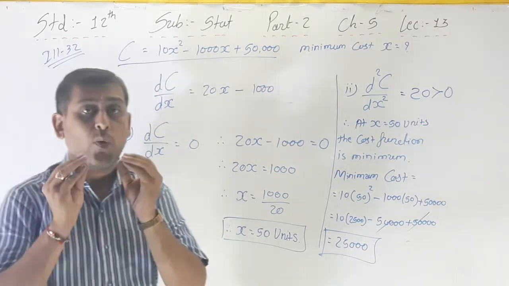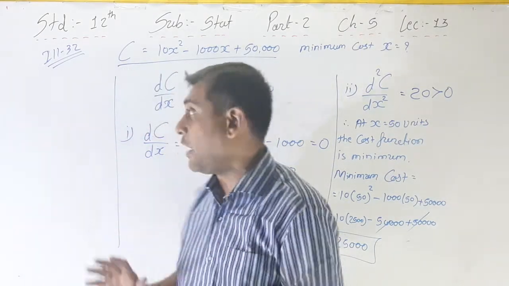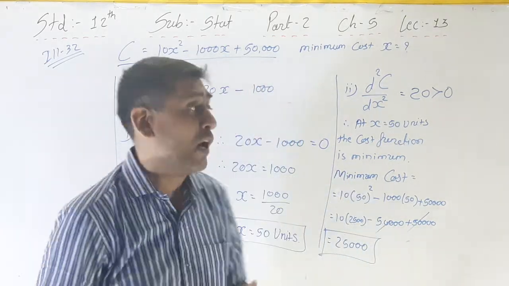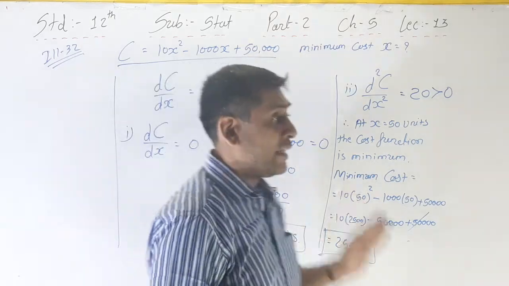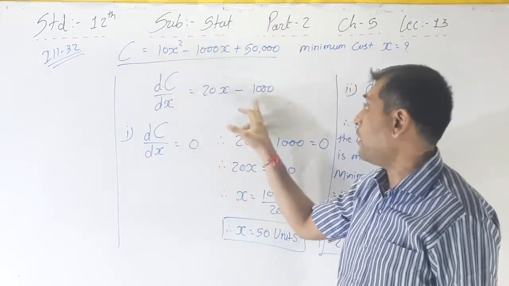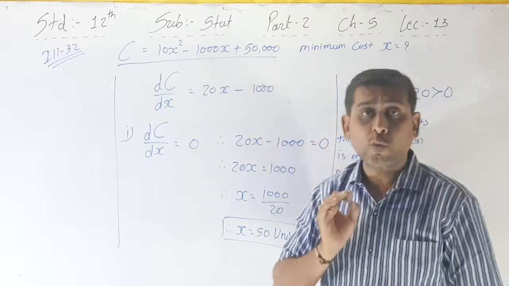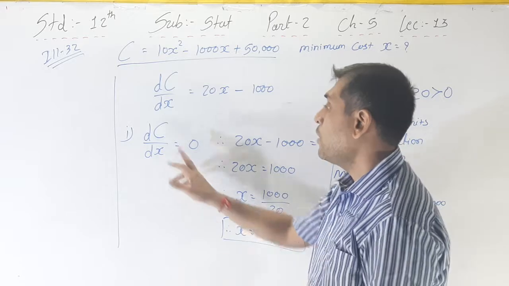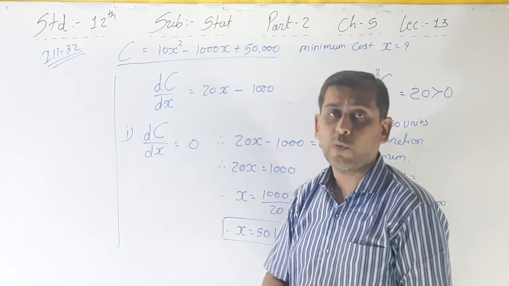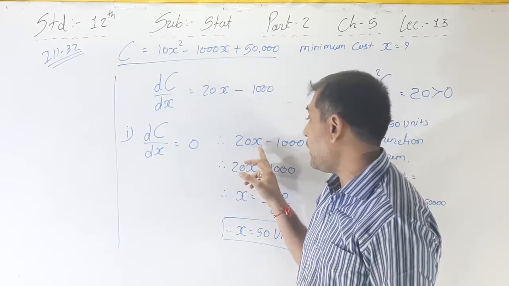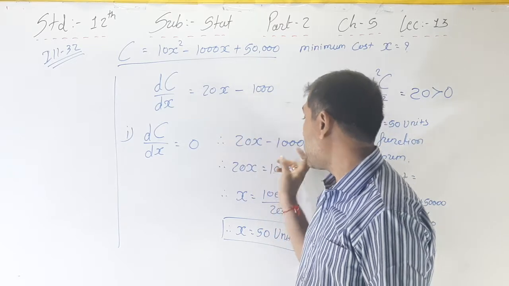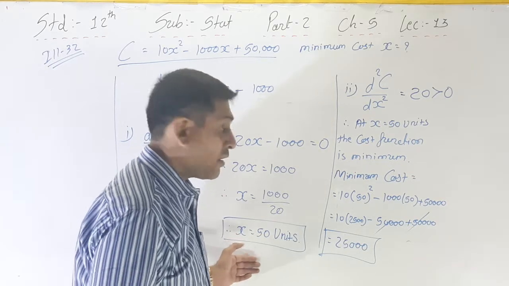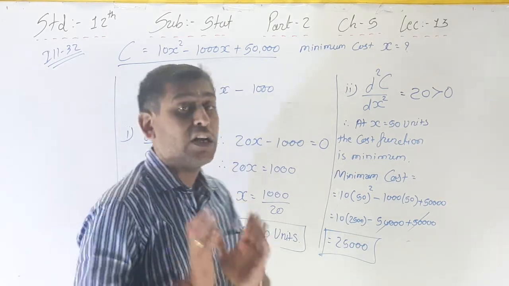Okay, so what are the steps? See, again I am explaining. Here the cost function is given. First of all, you have to find out the first differentiation, that is 20x minus 1000. Now we have to fulfill our first condition. What is our first condition? We put the first differentiation equal to 0. That's why 20x minus 1000 is equal to 0. Now find out the value of x. From that, the stationary value of x is 50 units.